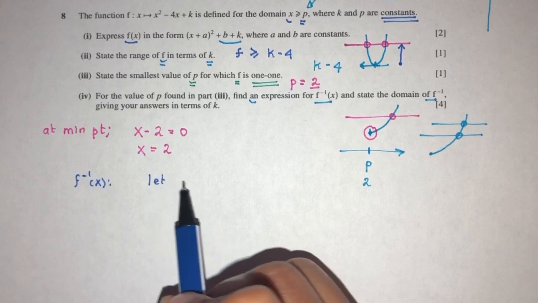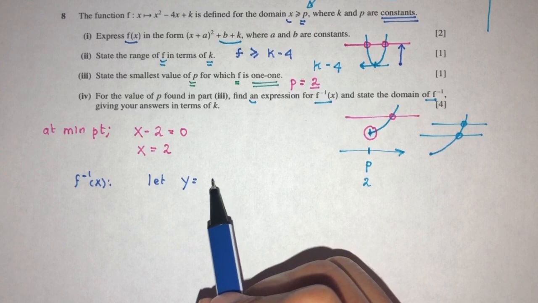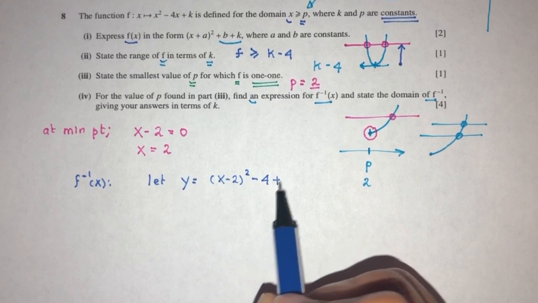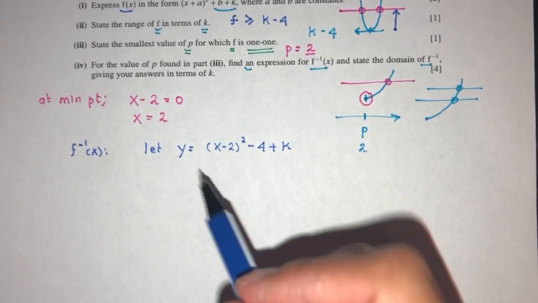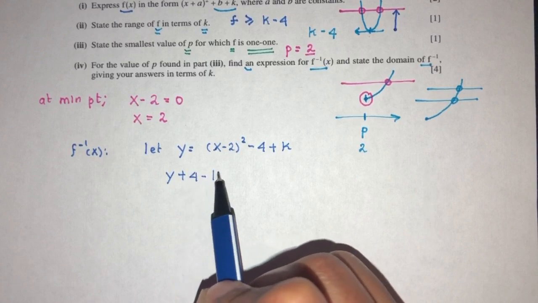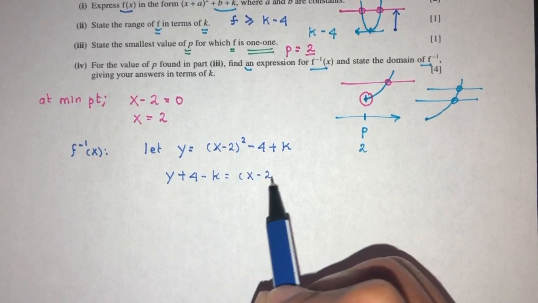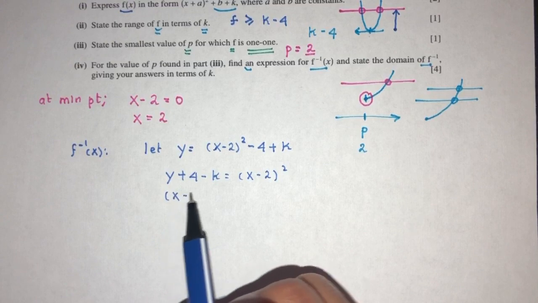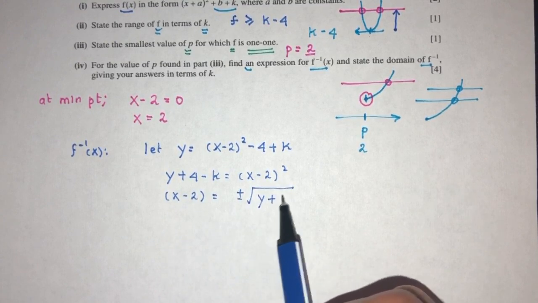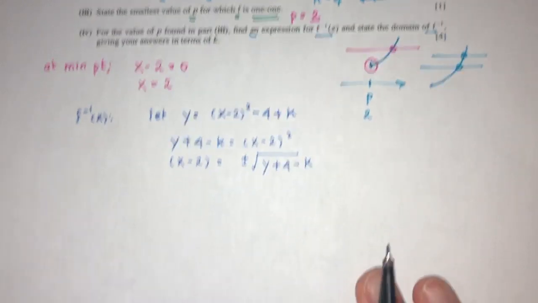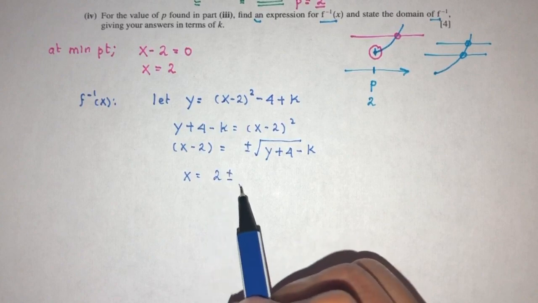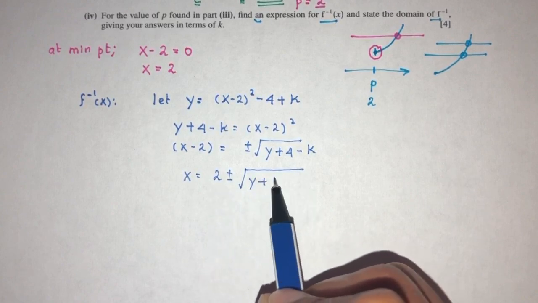So first we have to let y equal to f of x. f of x is also equal to (x minus 2) squared minus 4 plus k. Now we have to make x the subject. So pretty easy. y plus 4 minus k will be (x minus 2) squared. x minus 2 should be plus minus the root of y plus 4 minus k. Now we can have x will be 2 plus minus the root of y plus 4 minus k.